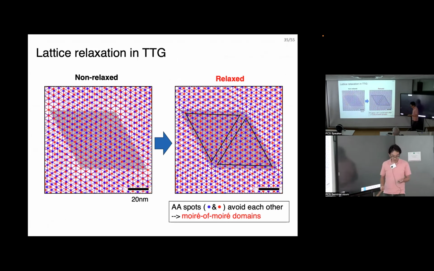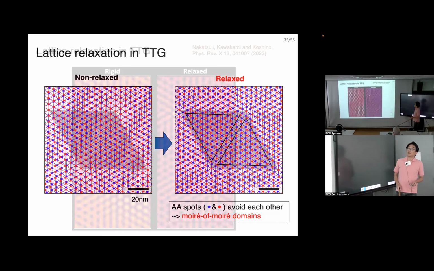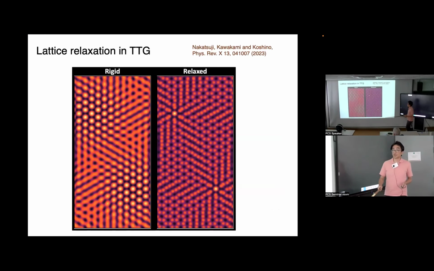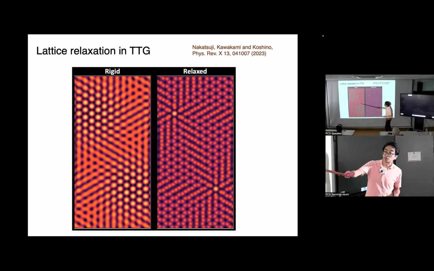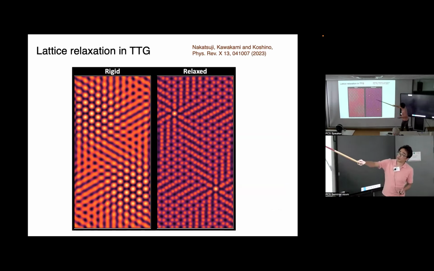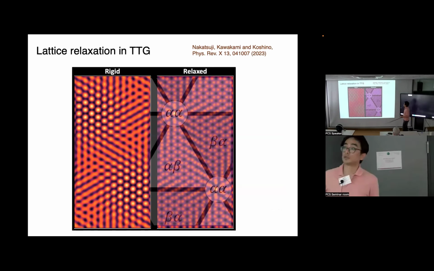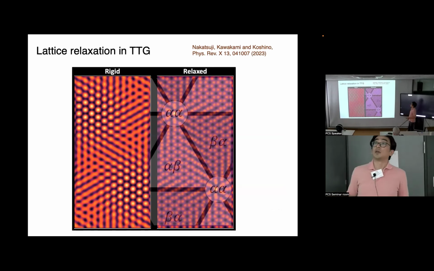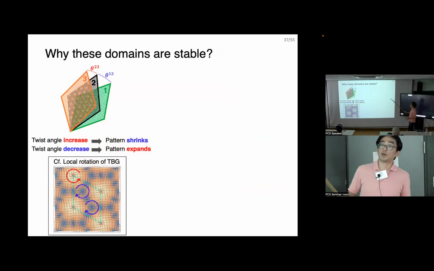So how does this occur? This is another picture. I plot the population of the local stacking, in high A, low. After the relaxation, they arrange in rows in order to not overlap each other. So now we can understand the reason why all these domains are formed.